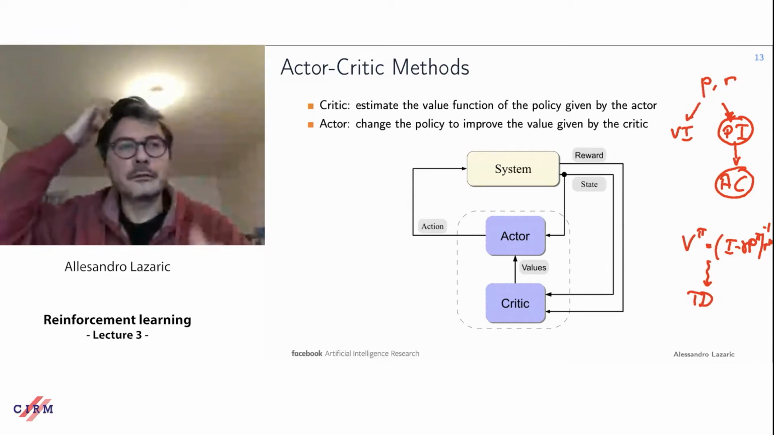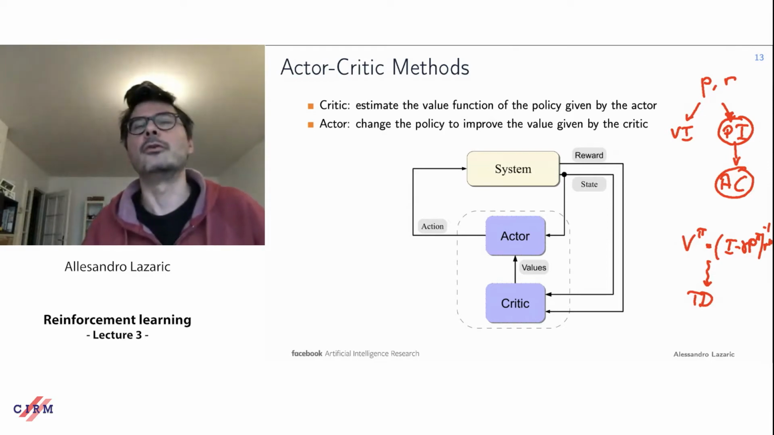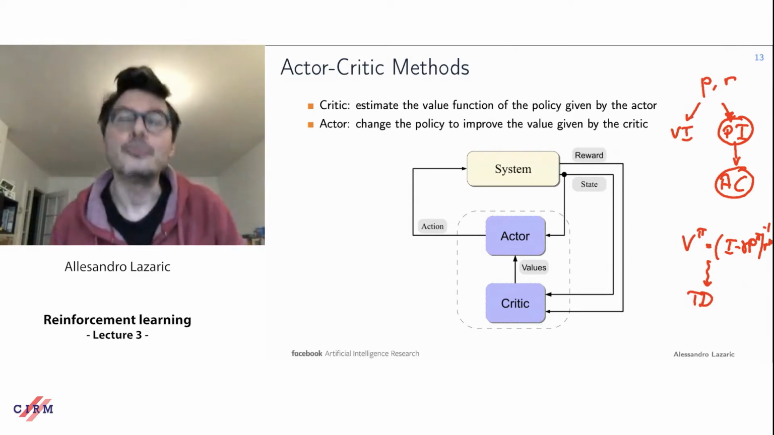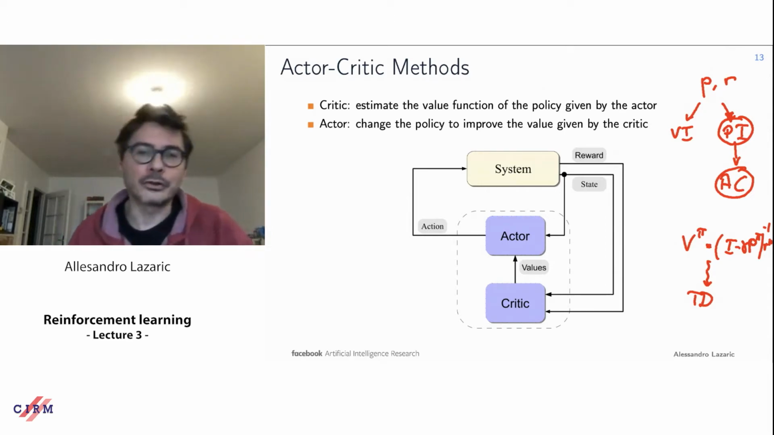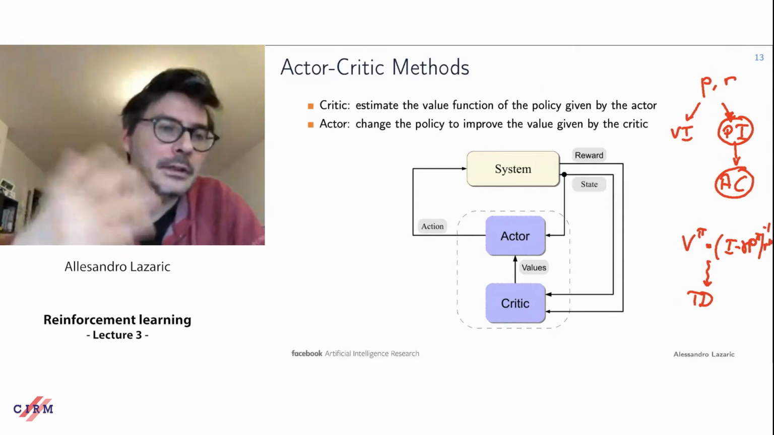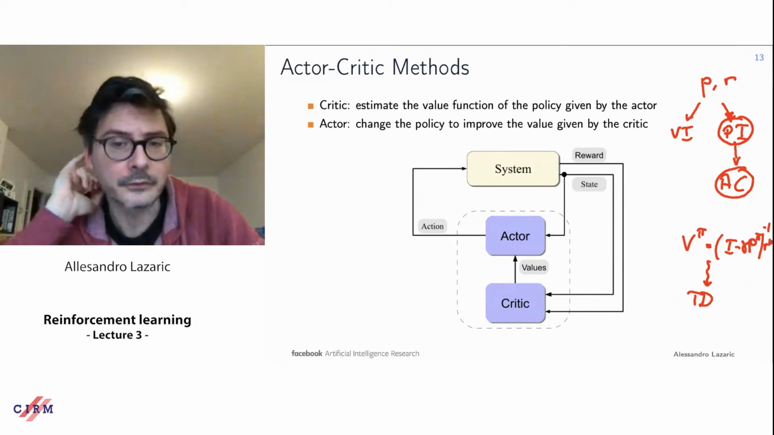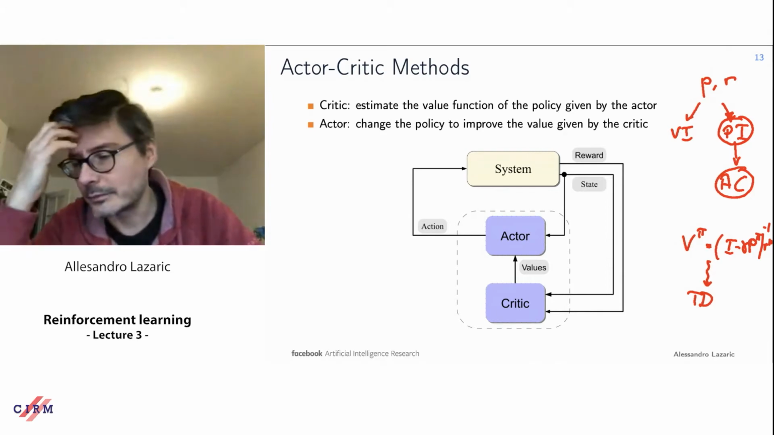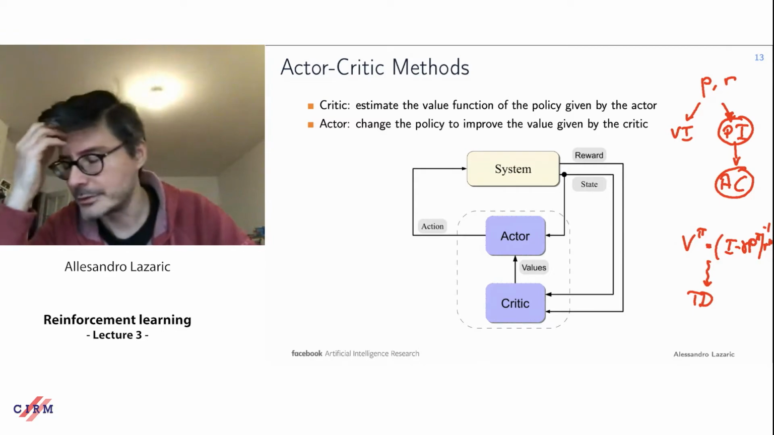So oftentimes, even from a chemical point of view, there are some conjectures that this type of update is a good model for how synapses get reinforced. And similarly, these actor-critic structures were originally proposed with a lot of inspiration from psychology.